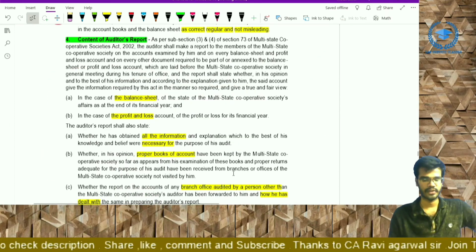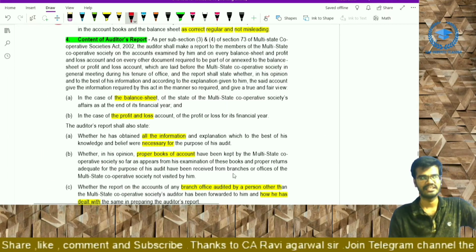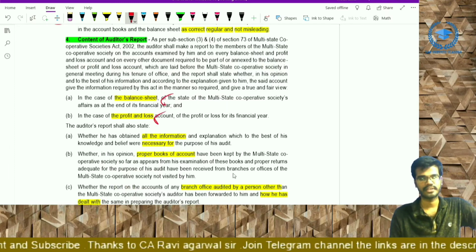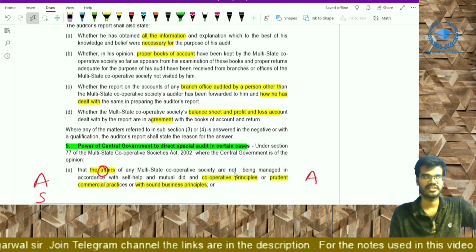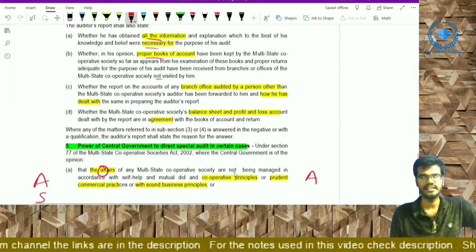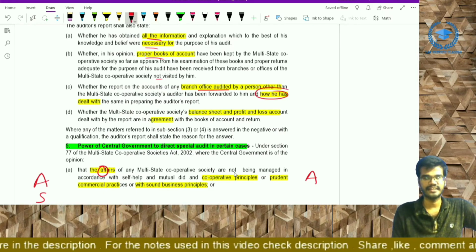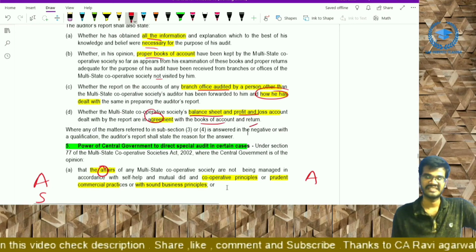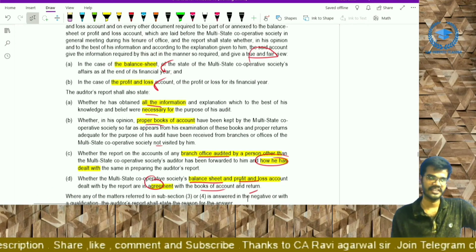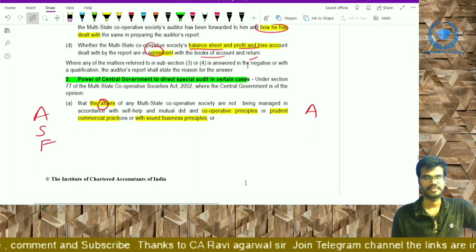And coming to the contents of audit report, the contents of audit report is the same. The balance sheet true and fair view, the profit and loss account true and fair view. And here also the same thing has been given: information necessary, proper books of accounts maintained, branch office auditor how he has dealt, and balance sheet and profit and loss agreement with the books and accounts. The same thing we can write as we discussed in the Cooperative Societies Act for the multi-state cooperative societies also.